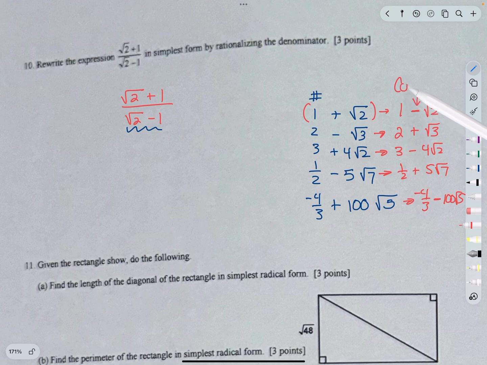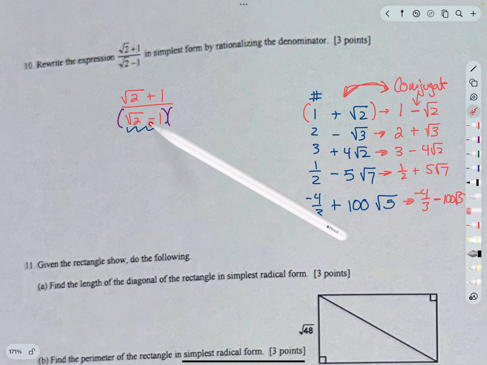Okay, those are all the conjugates, and actually each one's conjugates of each other. So I can say this red one's the conjugate of the blue, or the blue's the conjugate of the red. They are conjugates of each other, and conjugates have this miracle thing happen when you multiply them. So in your case for your problem, here's your expression.